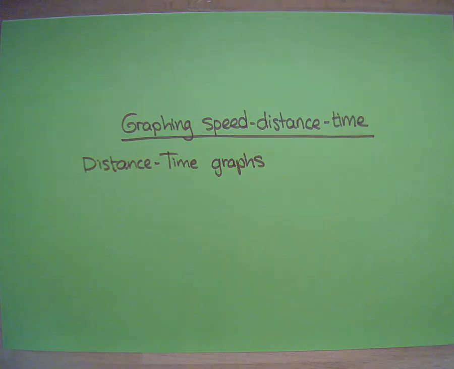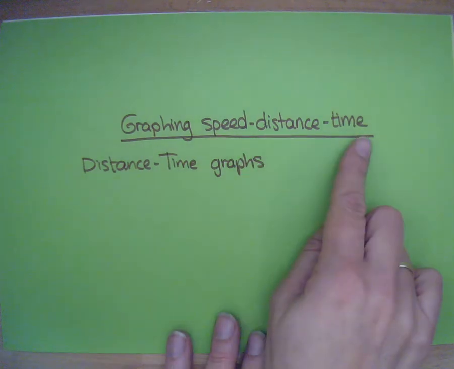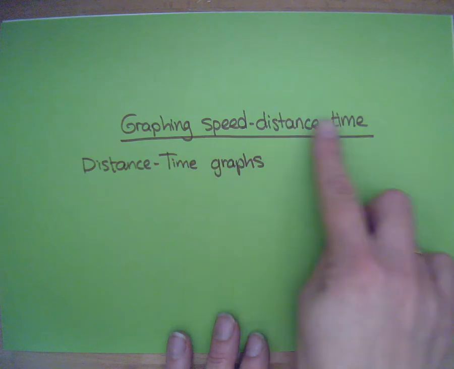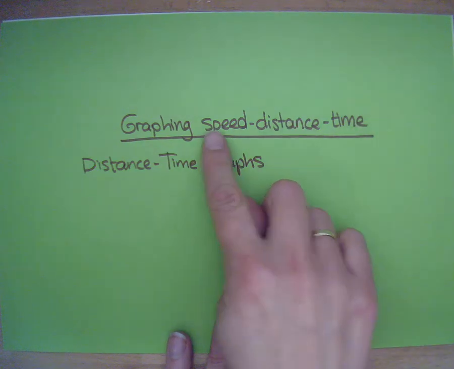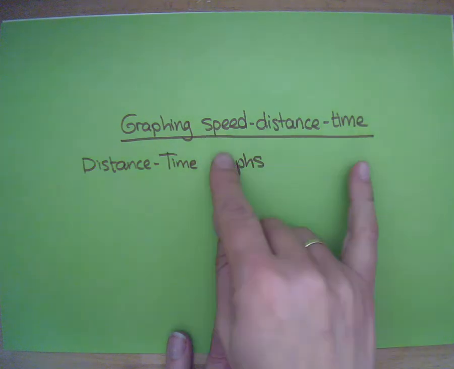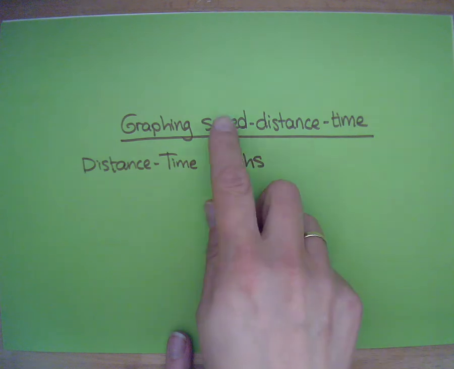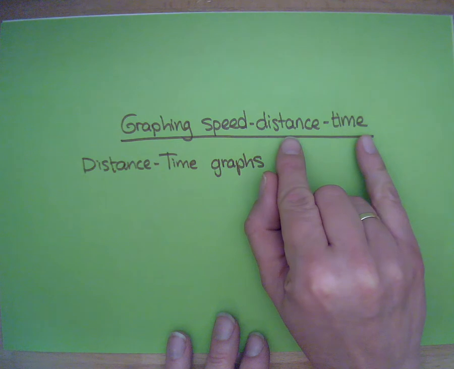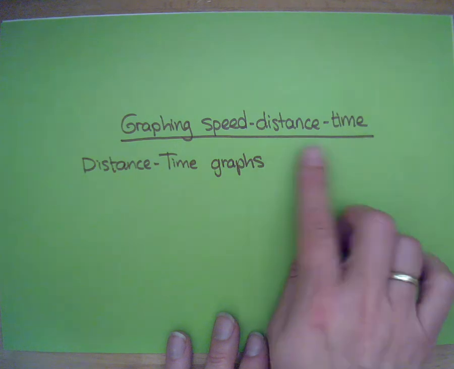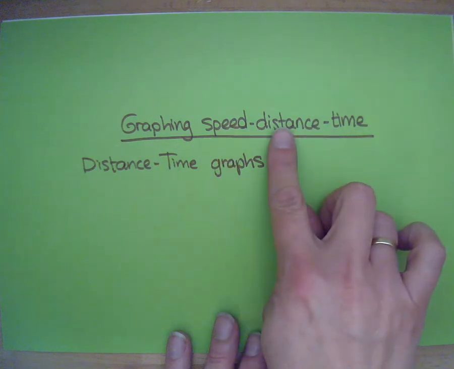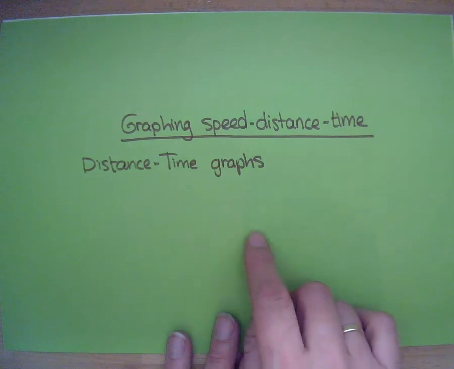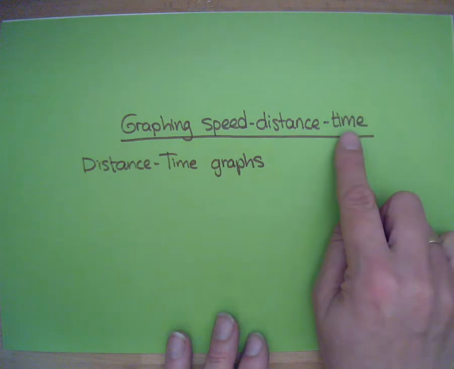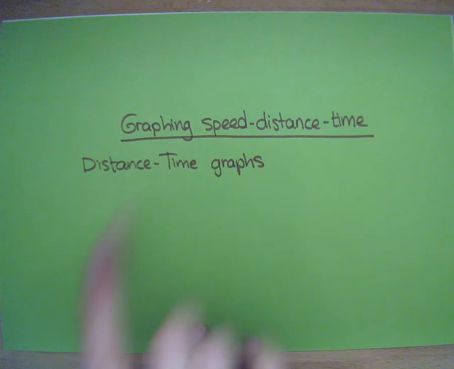Welcome. We're going to be graphing information about speed, distance, and time. You already know how to find any one of these three variables when you know the other two. So you can calculate speed if you're given the total distance traveled and the total time taken. You can calculate distance if you know speed and time. You can calculate time taken when you know the distance and the speed.